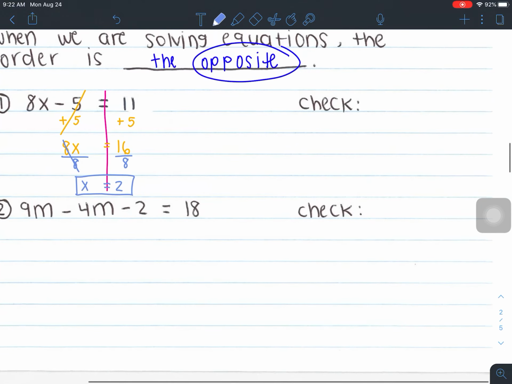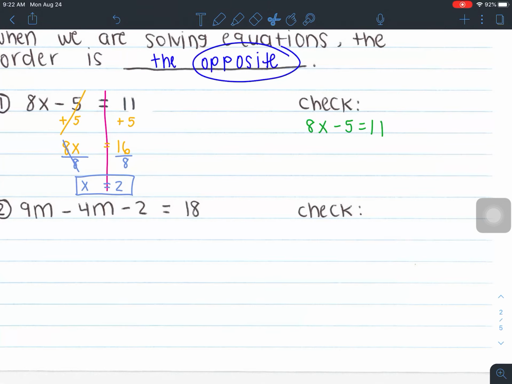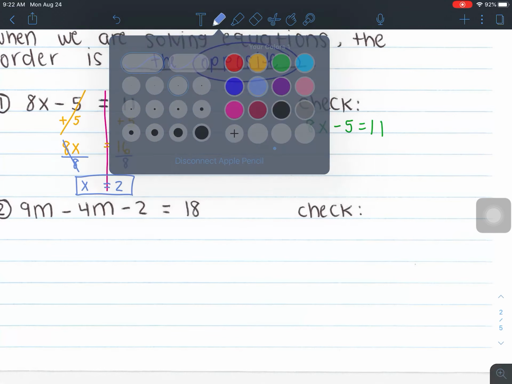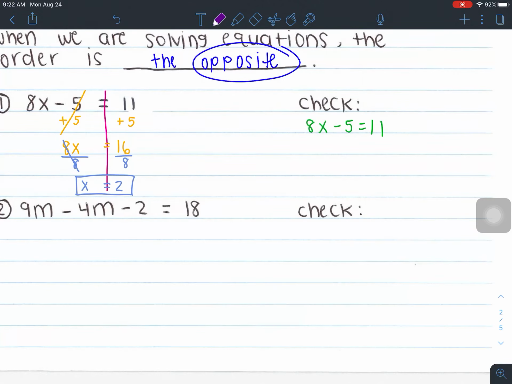Now, how do I check this? I'm not going to ask you to check it really that often. However, I do want to show you that you can check these problems. So let's check. 8x minus 5 equals 11. And I'm going to go ahead and put this down here. I'm checking to see if x really equals 2. So let's check this. If x equals 2, let's see if x is truly 2. So what I'm going to do to check this is plug it in for x here.